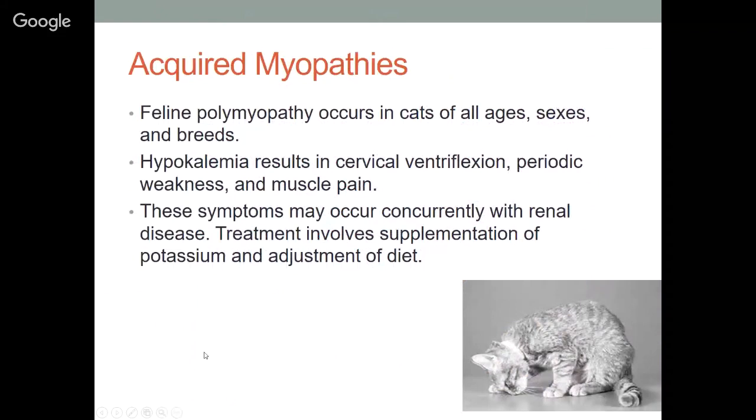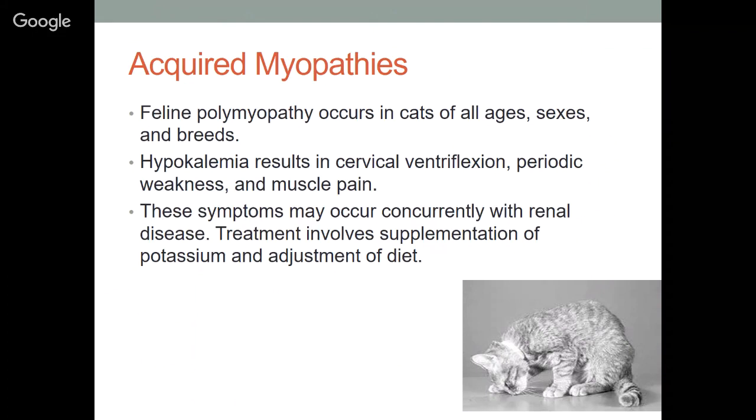Acquired myopathies. Feline polymyopathy occurs in cats of all ages, sexes, and breeds, and it is a result of hypokalemia, so low potassium levels, that results in cervical ventroflexion. So they're pulling their chin down to their chest, periodic weakness, and muscle pain. This picture of this cat is a cat with feline polymyopathy.